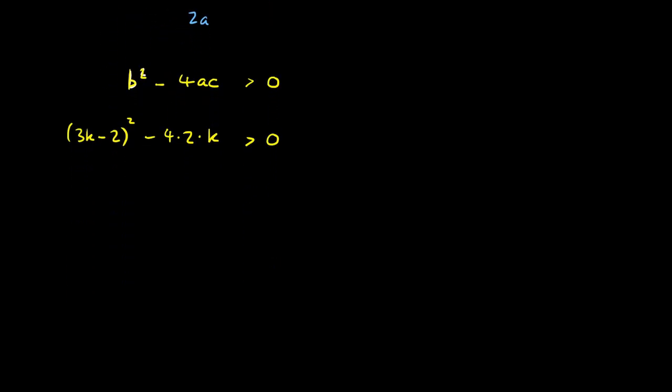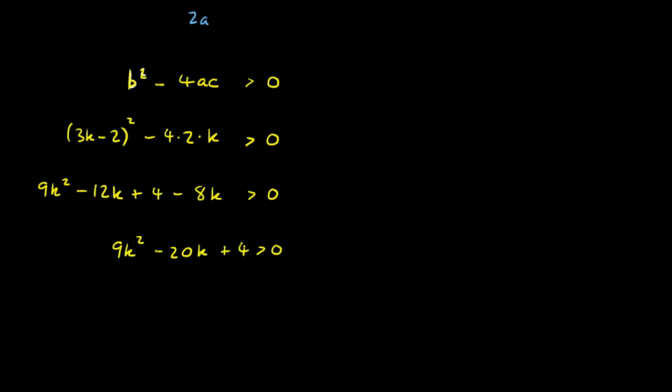So let's expand the bracket. So we'll get 9k squared. 3k times negative 2 is negative 6k. And I've got two of them, so that's negative 12k. Negative 2 squared is positive 4. And minus 8k. We want that to be greater than 0. So that gives us 9k squared minus 20k plus 4 is greater than 0.